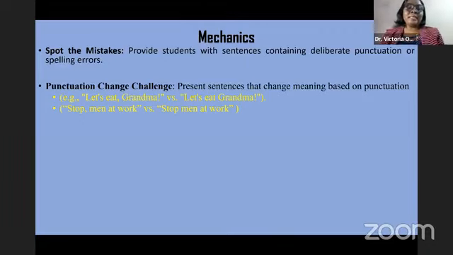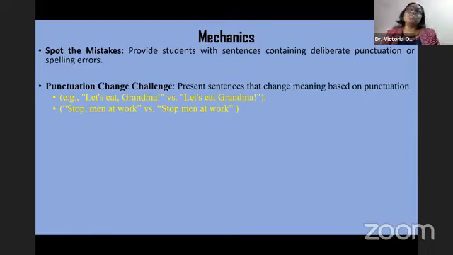Or we look at the second example, stop men at work, as against stop, men at work. It's the same group of words. Stop men at work, just 4 words. But the difference in meaning is coming from the punctuation.